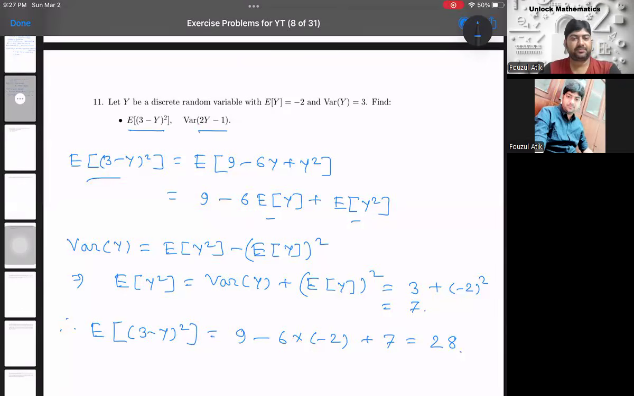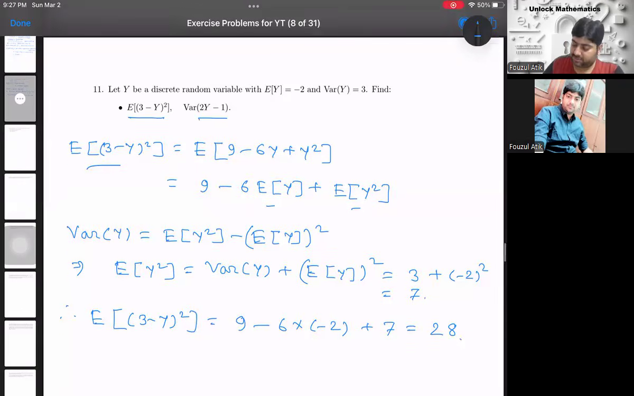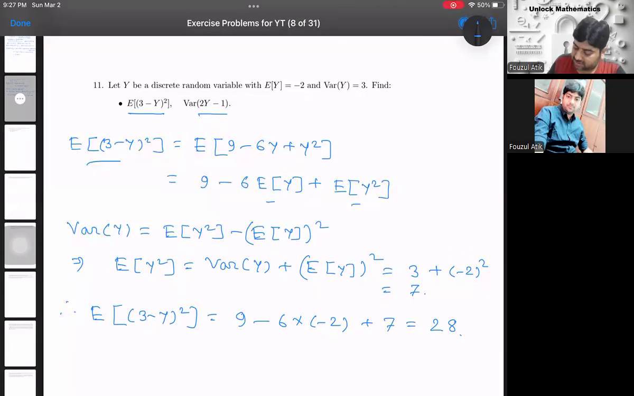I hope it is clear. And the next example, if you see the next one, this is the first part we have done, and the second part is you have to check the variance of 2y minus 1.